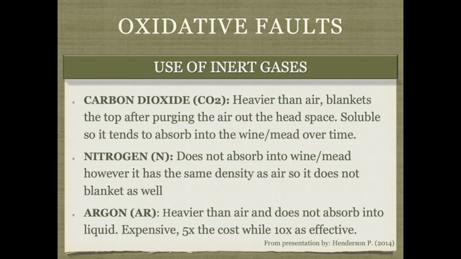Inert gases are basically gases that do not have oxygen. They tend to be heavier than air, although nitrogen isn't. The most common that's used by home mead makers is CO2 because it's readily available. We often use it to carbonate our mead in kegs. It is potentially soluble, so it can absorb into the mead over time. Nitrogen has the benefit of not absorbing into the mead over time, but it has about the same density as air, so it does not "blanket" as well.